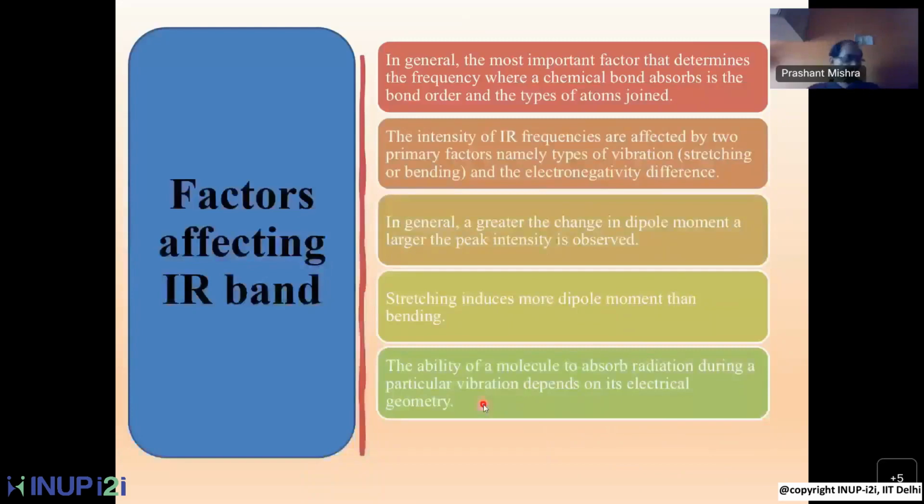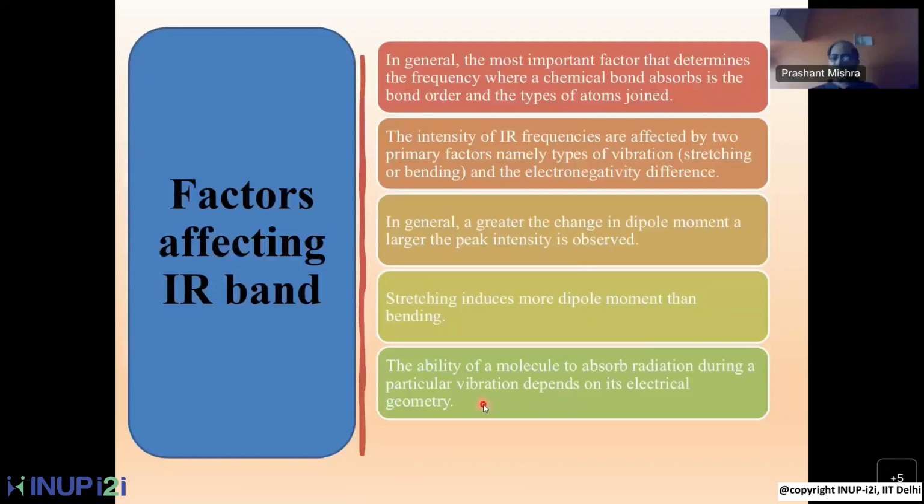Now, the question comes: what are the factors which are going to affect IR bands? In general, the most important factor that determines the frequency where a chemical bond absorbs is the bond order and the type of atoms joined together. And the intensity of IR frequency is affected by two primary factors. One is the vibration, stretching and bending mode, and then the electronegativity difference. So these two are very important parameters. In general, the greater the change in the dipole moment, the larger the peak intensity observed. So it is dipole moment dependent information which you are obtaining.